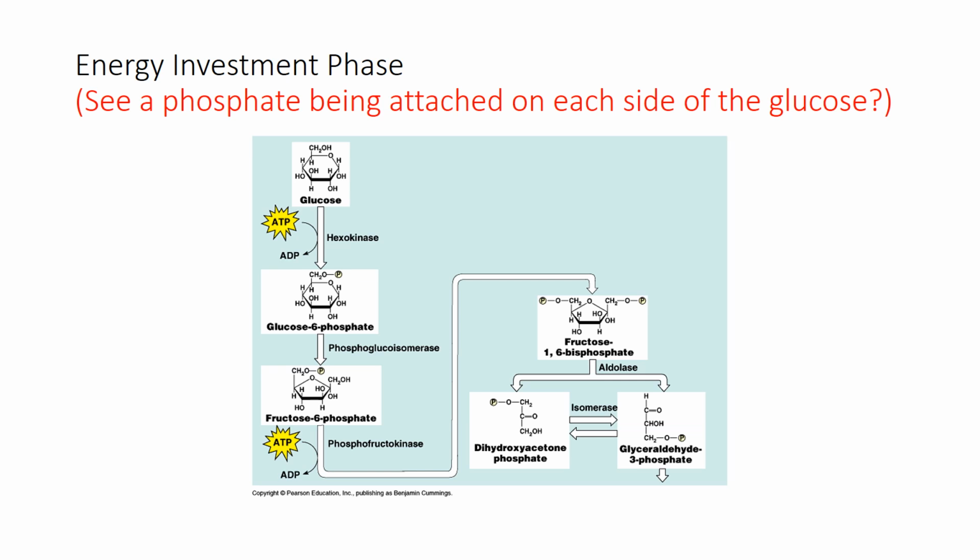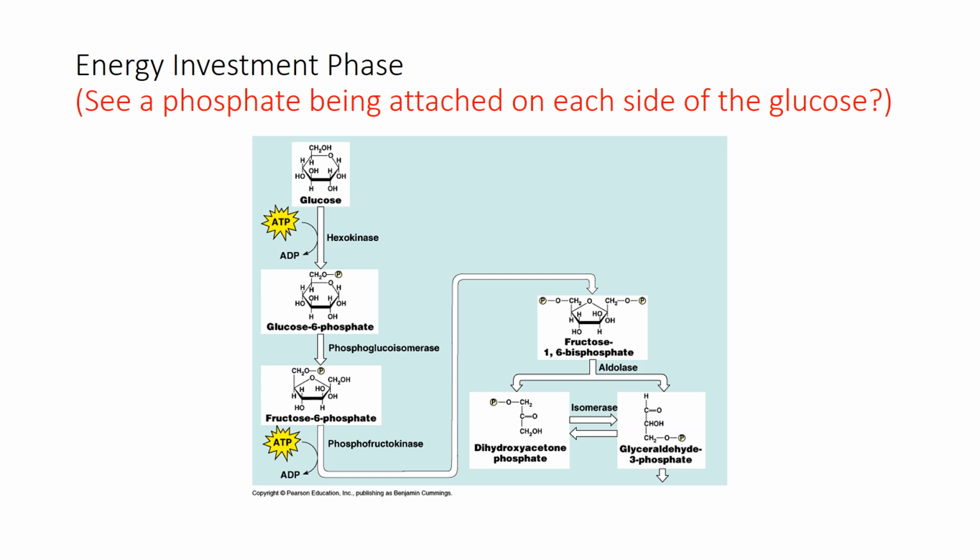So then we come to our second energy investment, and we're using the enzyme phosphofructokinase. There's that kinase once again, and it's adding a second phosphate to the fructose 6-phosphate. So now we have fructose 1,6-bisphosphate. The 1 and 6 just mean the numbers of the carbons, and the bi means 2. Okay, and that's going to make this molecule very unstable, and it's going to cause it to break in half, and it's going to make glyceraldehyde 3-phosphate and another one called dihydroxyacetone phosphate.